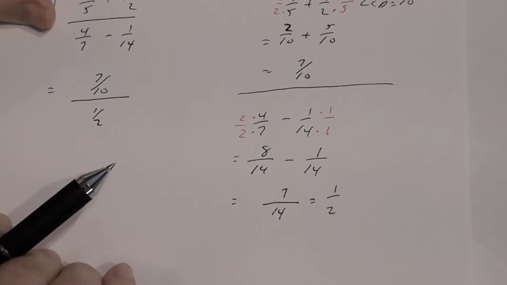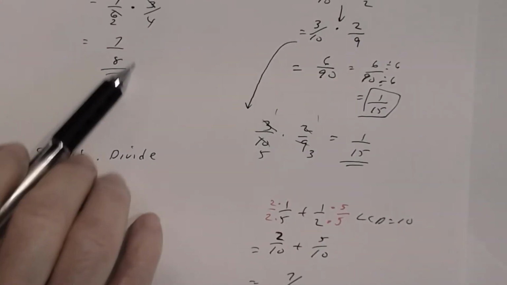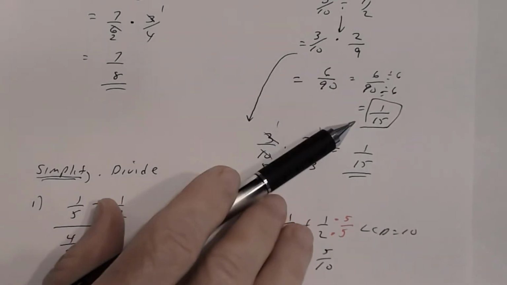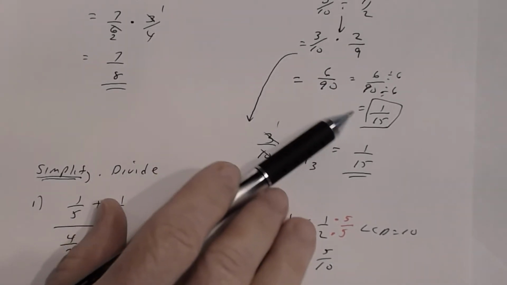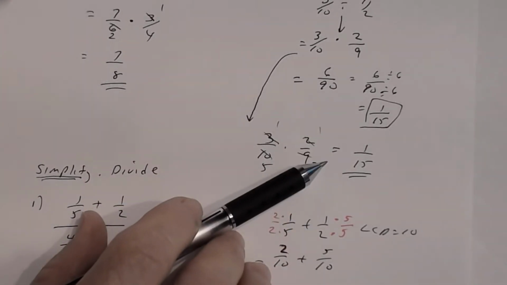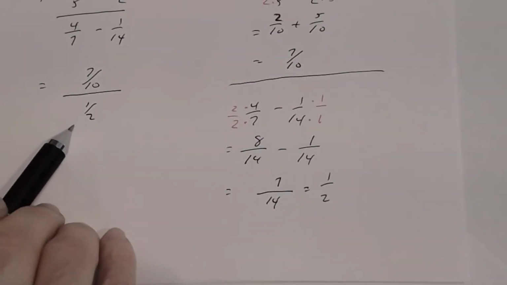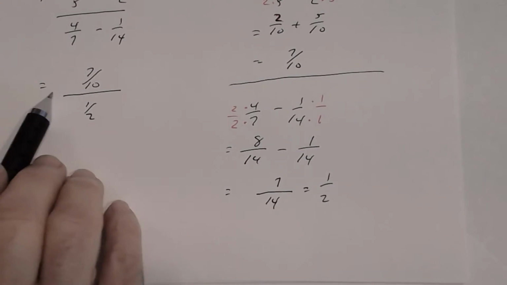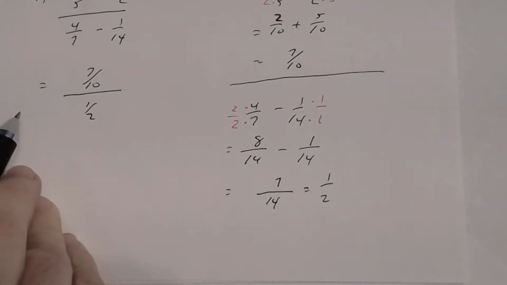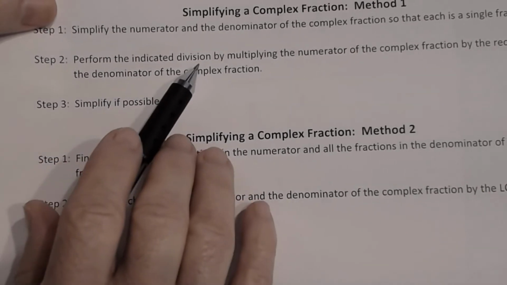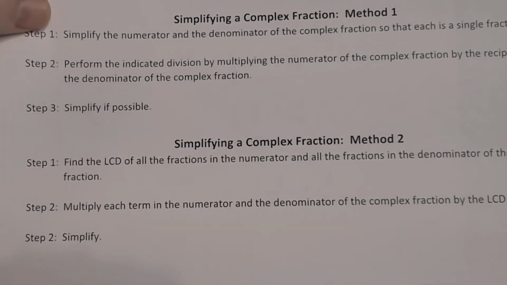At the end, though, your final answer, you got to make sure it's simplified. See that 6/9? You got to make sure in the end that's simplified. Okay? All right. Now, once you get to that point, what's the next step? The next step is to change this to multiplication. So that's step 2: perform the indicated division by changing it to a multiplication problem.